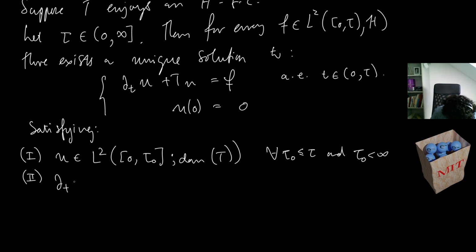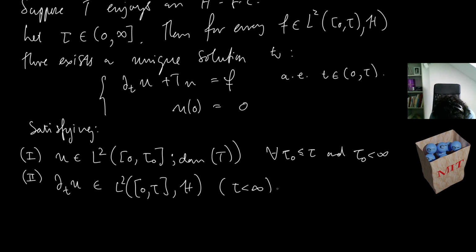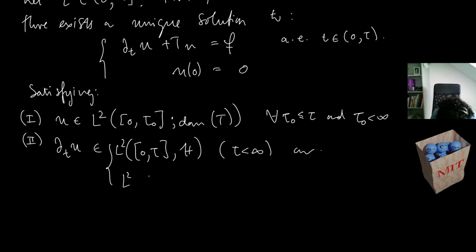So partial t of u is in L2 of 0 to tau inclusive H, so this is for tau finite, or L2 0 tau H for tau is infinite.